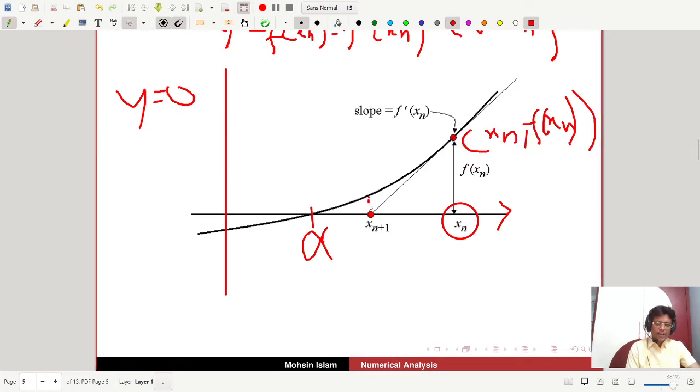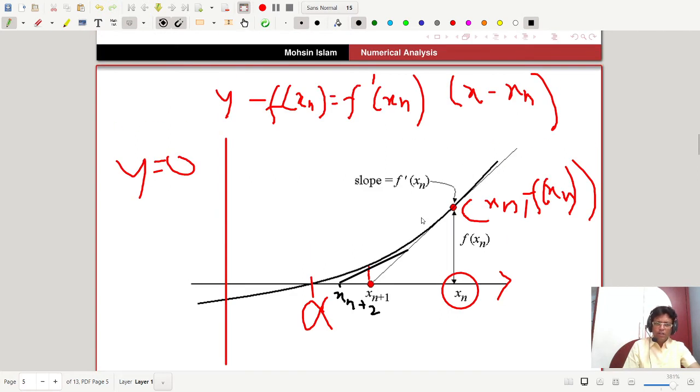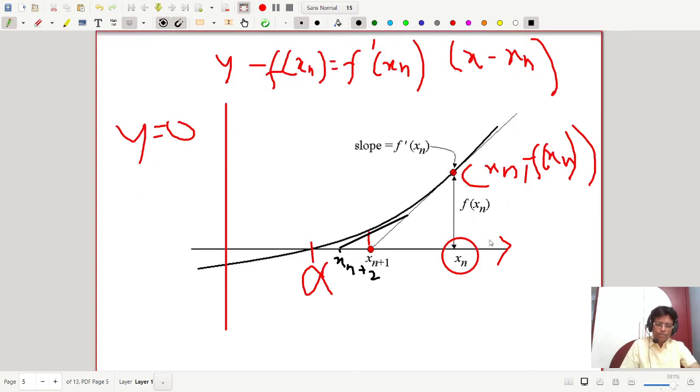Next, at x_{n+1}, again draw a tangent. Look at that. This tangent will intersect at x_{n+2}. You got a second approximation, and so on. Look at that: very fast the approximation tends to alpha. The method converges to alpha very fast. That is why this method is called the method of tangents. This is the geometrical interpretation of the Newton-Raphson method, and why the method is called the method of tangents.